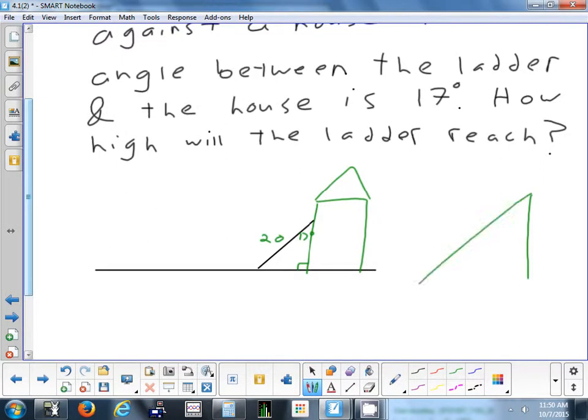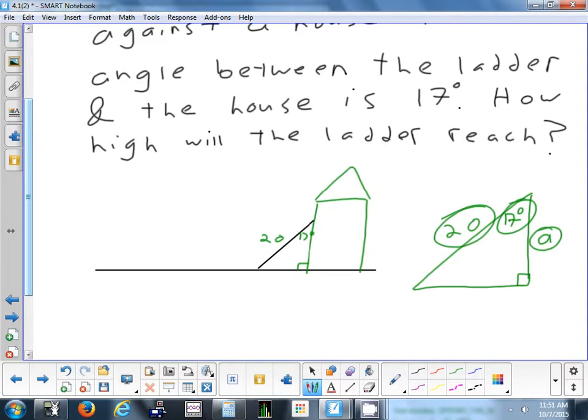You draw this triangle off to the side. There's your ladder. There's the angle with the ground and the house. There's the angle between the ladder and the house. And they want to know how high the ladder will reach. So what do I have to find in that triangle? I just have to find the height, whatever you want to call it, A or B. Find the height of that triangle, and you're done. Use those two things to do it. So there's your diagram for the word problem.